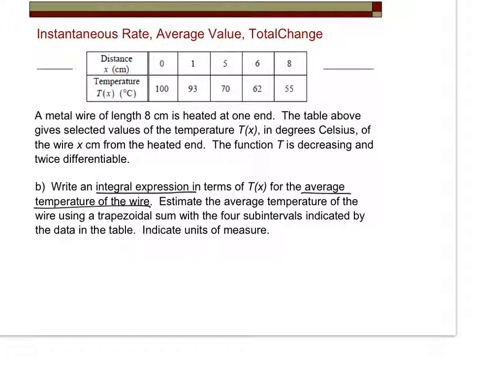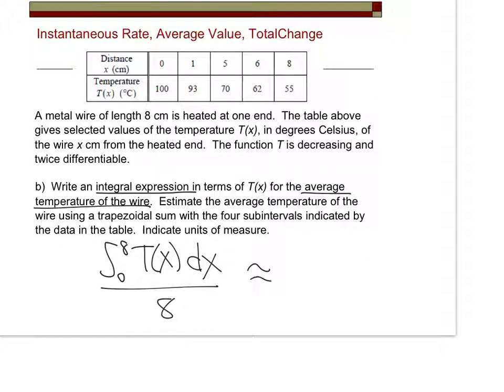Okay, so the integral expression you should have gotten was from 0 to 8 of T of x dx all over 8. That would be the average temperature of the wire. And using your trapezoidal approximation, then you would get 75.688 degrees Celsius.